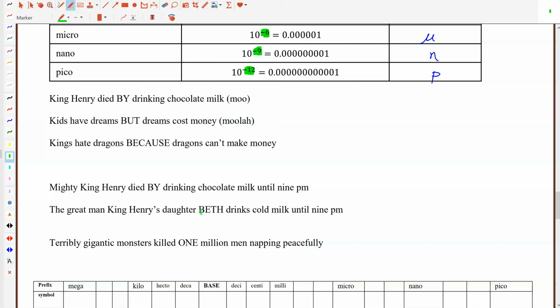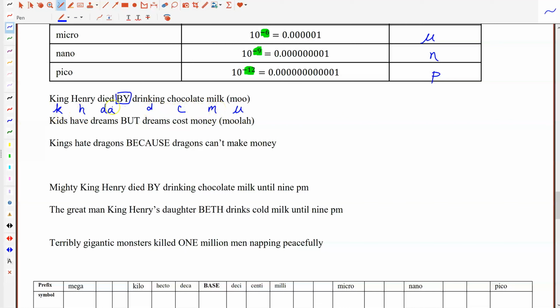So one of the more common ones that I've heard is King Henry died by drinking chocolate milk. And even afterwards, after chocolate milk, you can say moo, for a cow. And how that works is if we take the first letter in these words, so King, K, Henry, H, died, that would be the prefix for DA. By is your base. Drinking is D. Chocolate, C, milk, M, and if you want to throw mu in there, that would be for the Greek letter mu. So there's your kilo, hecto, deca, base, deci, centi, milli, micro.